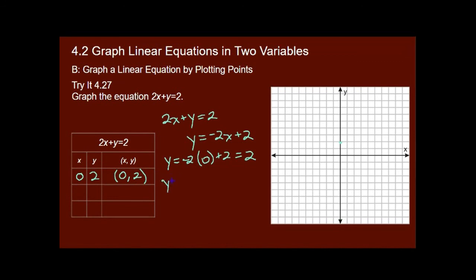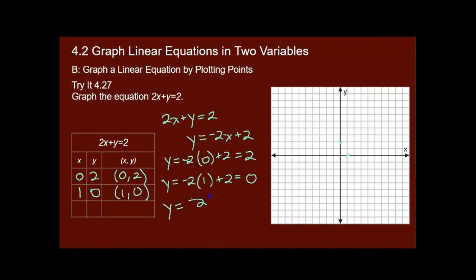Okay, let's put a 1 in there. There's no reason why we can't put a 1. y is equal to -2 times 1 plus 2. -2 plus 2 is 0. So my y is 0. x was 1, y is 0: (1, 0). Put my point right there. There we go.